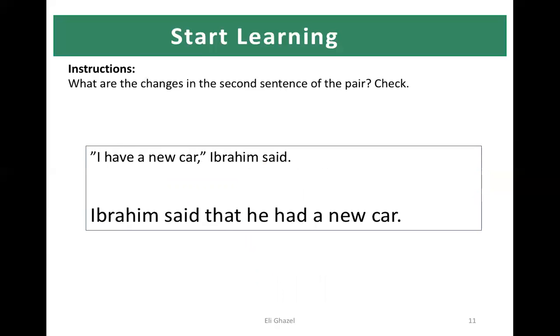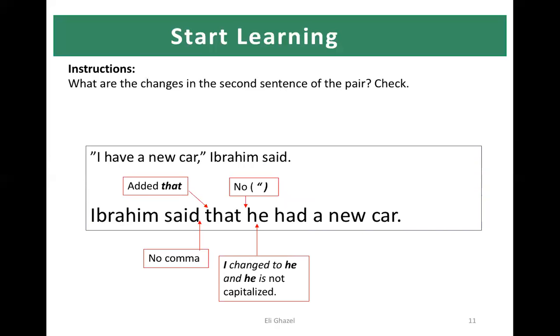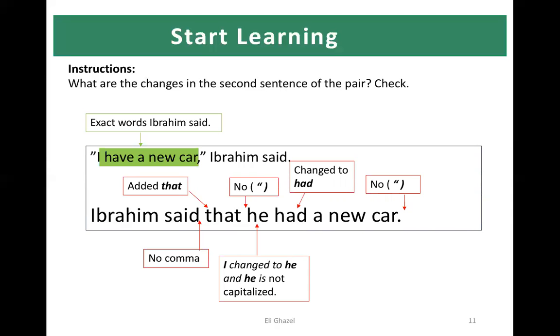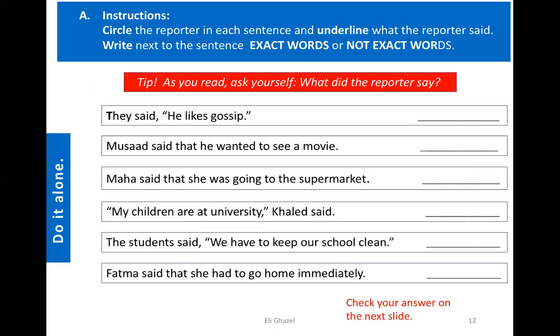I have a new car, Ibrahim said. Ibrahim said, no comma or period. No that. Or we added the word that. No quotation marks. The I have a new car has been changed to he has a new car, and it's not capitalized. The have has been changed to had, and there are no quotation marks at the end. These are the exact words Ibrahim said. These are not the exact words that Ibrahim said.